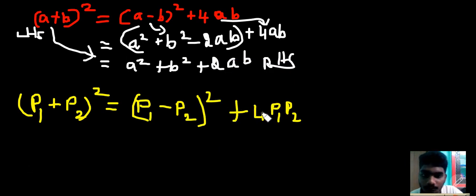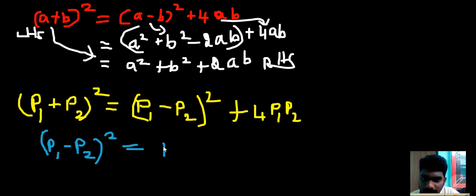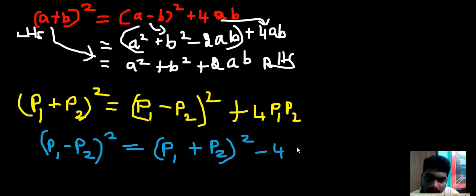So I'm just moving this thing to the left hand side so that we get (p1 minus p2) whole square is equal to (p1 plus p2) whole square minus 4 into p1 p2. Okay, you got it. I think you got the value right now. Now let us move to the substitution.